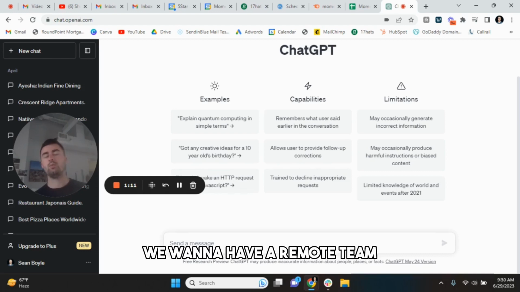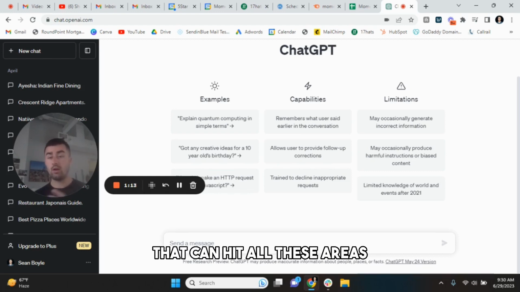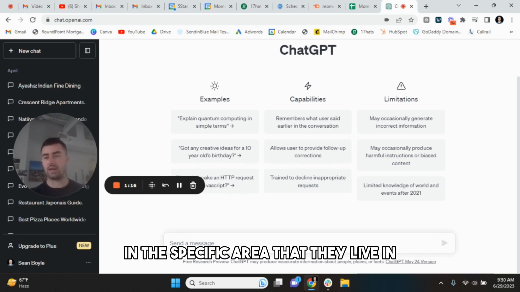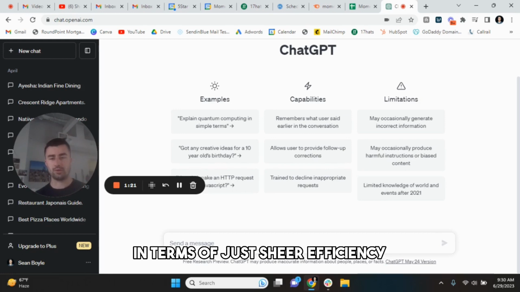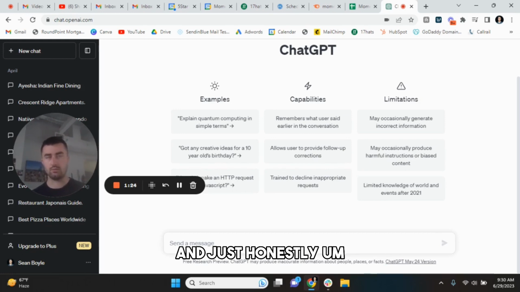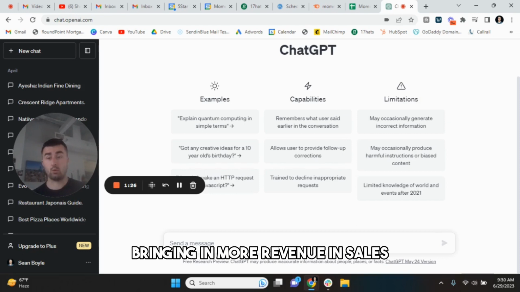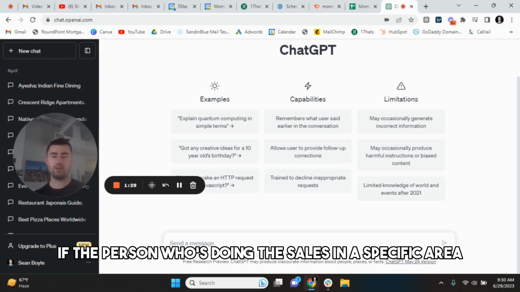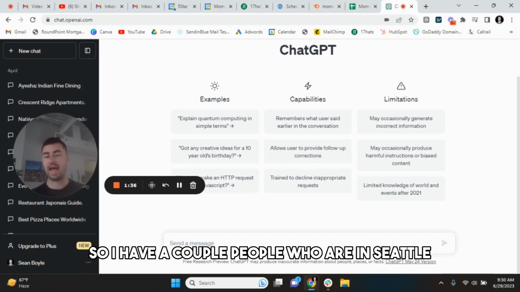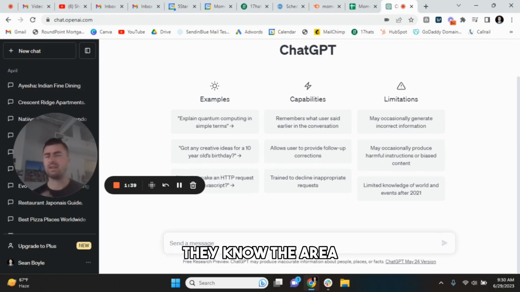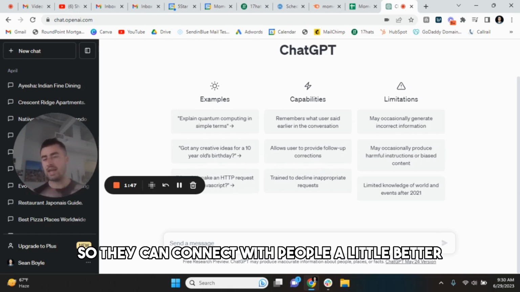So for us, we want to have a remote team that can hit all these areas, in the specific area that they live in, because in my opinion, it's going to go so much farther in terms of sheer efficiency and honestly bringing in more revenue and sales if the person doing the sales in a specific area lives in that area. So let me give you guys pretty much a rundown. I have a couple people who are in Seattle and they sell in Seattle. They know the area, the weather, the culture, restaurants, bar scene, sports scene, so they can connect with people a little better.